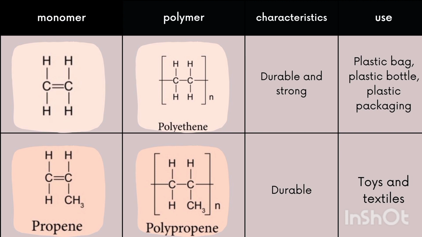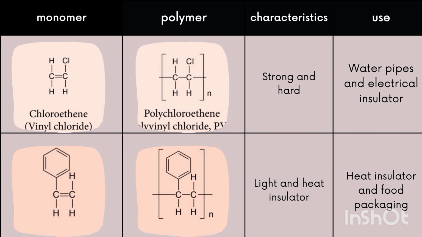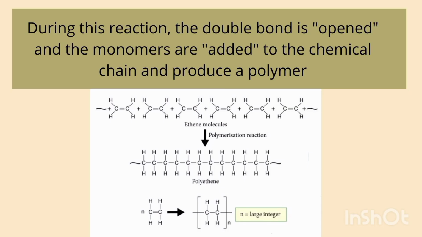These are the examples of addition polymerization. So I just inserted 4 examples right here in the form of a table. During addition polymerization reaction, the double bond is opened and the monomers are added to the chemical chain and produce a polymer. For example, ethene molecules combine together and become polyethylene by polymerization reaction.